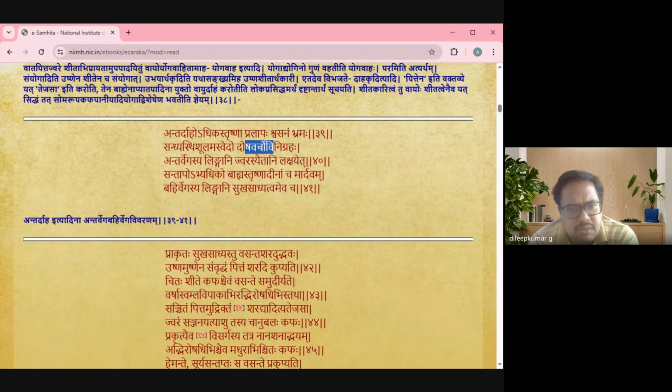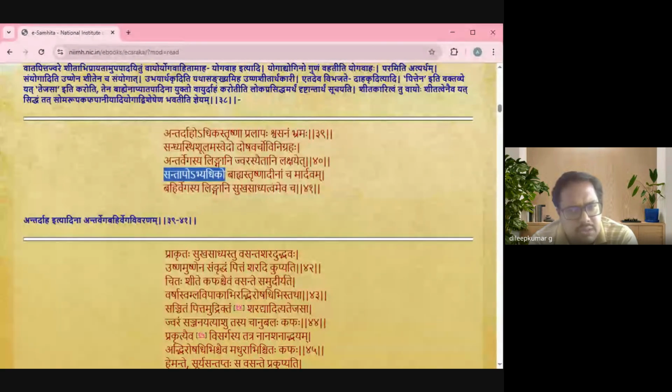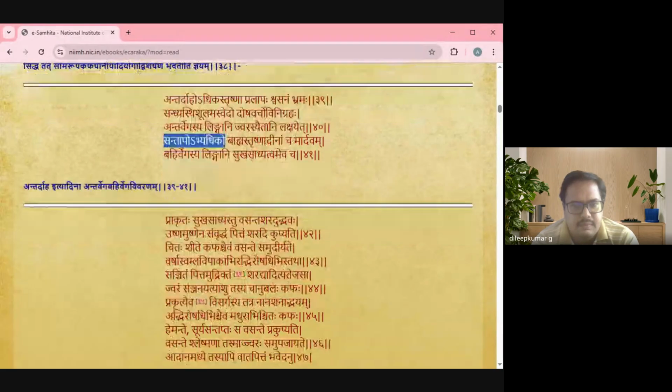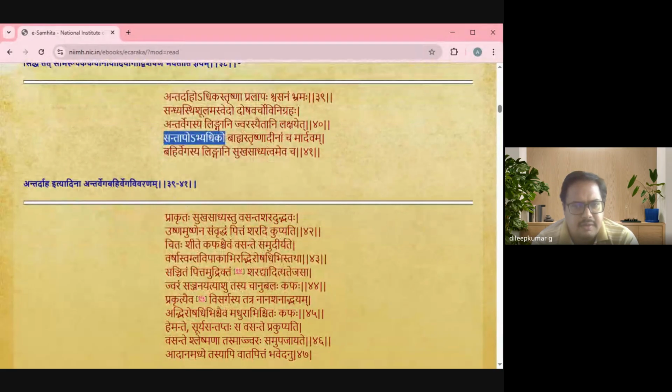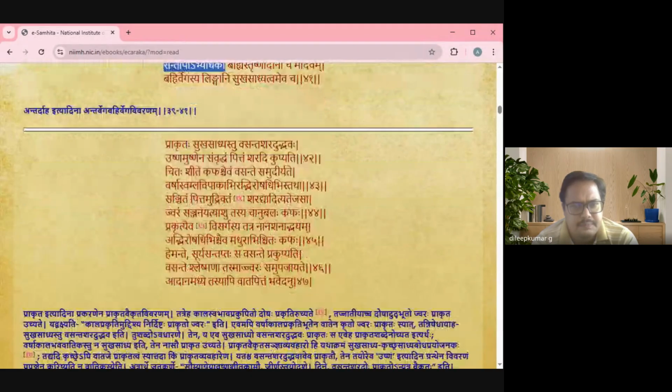Whereas Bahirvega Jwara is characterized by Adhika Santapa Bahya. External body temperature is more than the internal. Trushnadinam cha mardavam. Trishna, dehydration, thirst, everything will be moderate compared to Antarvega Jwara. Bahirvega is slightly easier to treat than Antarvega Jwara.